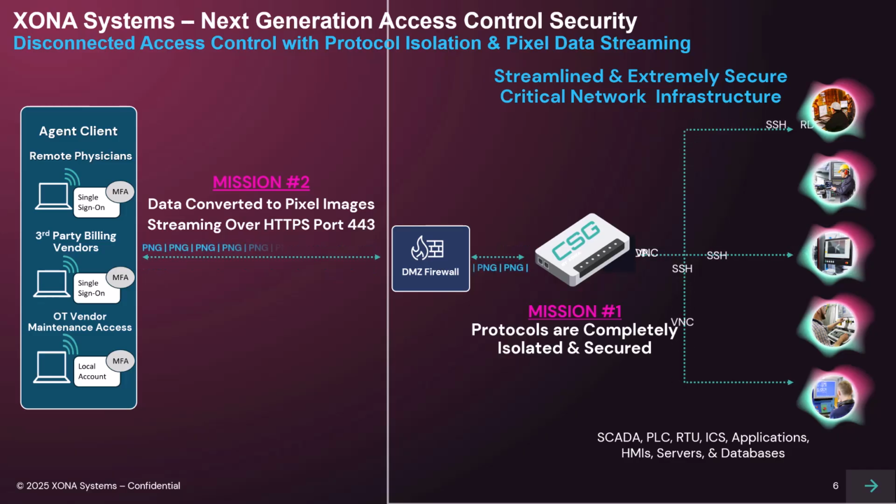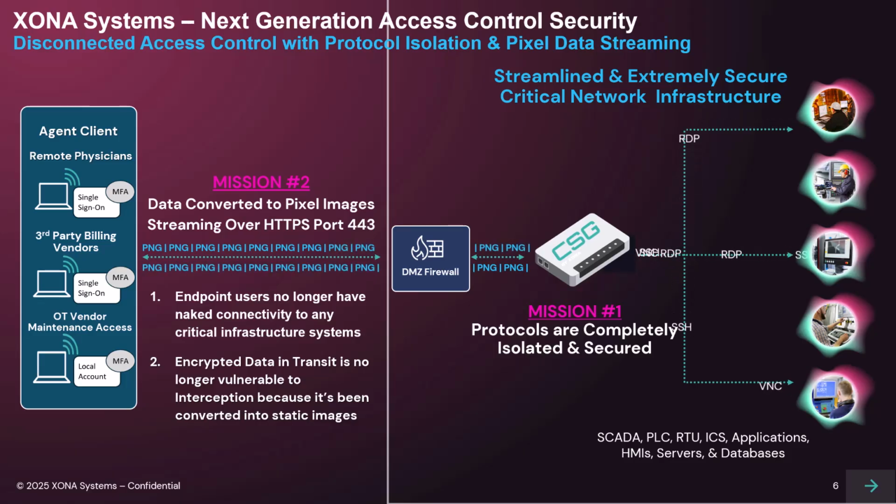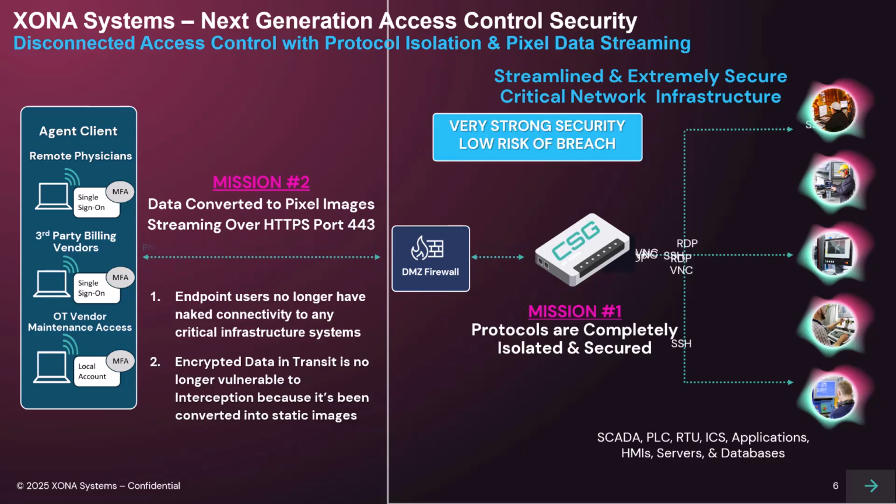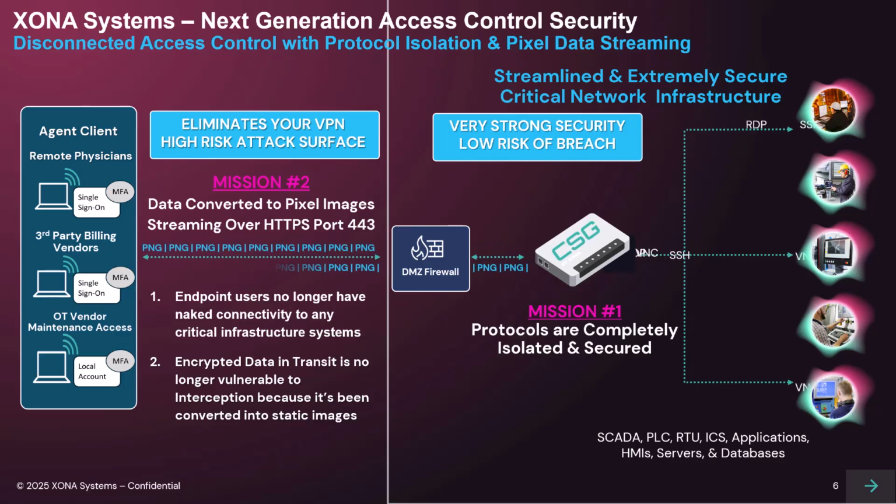There's no raw protocol data, no files, no access to credentials leaving the secure facility. The encrypted data is in transit, but is no longer vulnerable because it's strictly image-based. Together, these two missions completely eliminate the high-risk VPN attack surface. This dramatically lowers breach risk and stops lateral movement, ransomware propagation, and session hijacking.